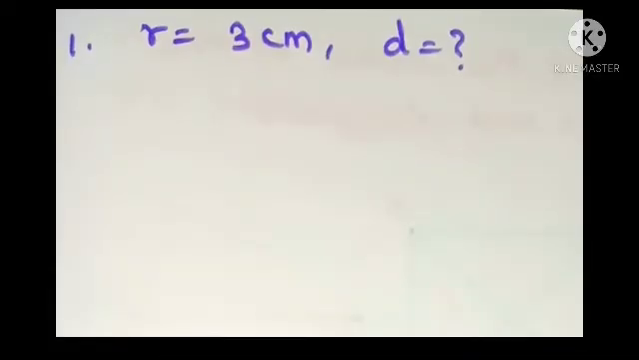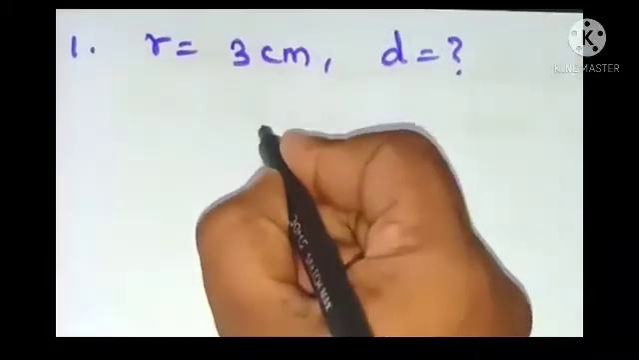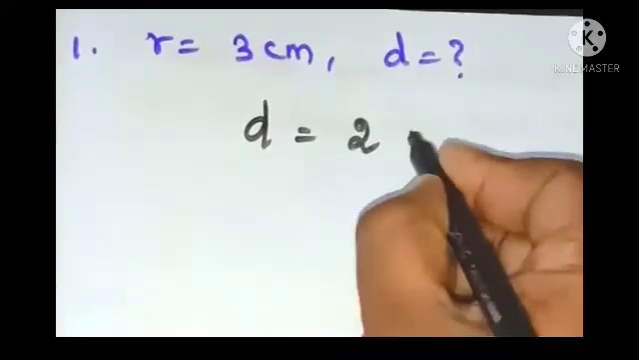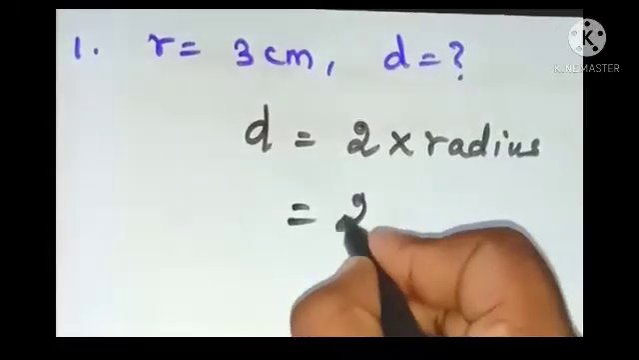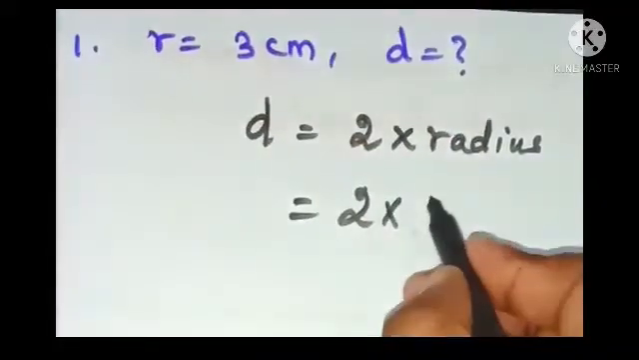Radius is given, you have to find diameter. So we know what is diameter? It is twice the radius, that is 2 times the radius. 2 into what is radius? It is 3.